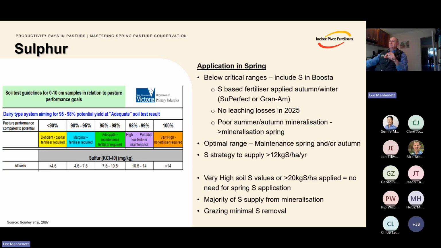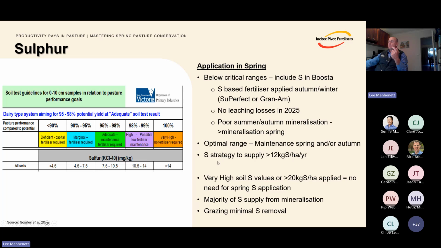So when we get good, moist, warm conditions this spring, we could get a little bit of a kicker of additional sulfur and nitrogen and phosphorus coming through increased mineralisation rates of those nutrients. If we're in the optimal range, maintenance spring or autumn applications, that's all you really need. You can just tick along, but maybe just throw a little bit of sulfur in there to satisfy maintenance.